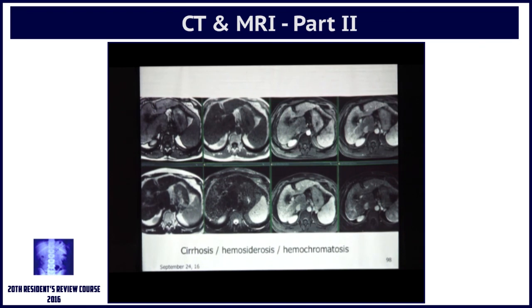Now this is one of the uses of MR, and that is that you can actually distinguish cirrhosis, hemocirrhosis and hemochromatosis by doing one sequence, which is the in and opposed phase T1 weighted scans.